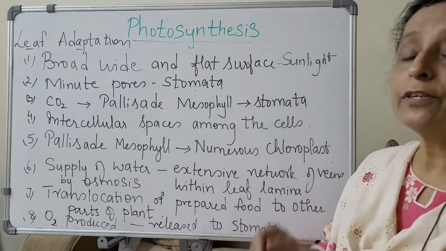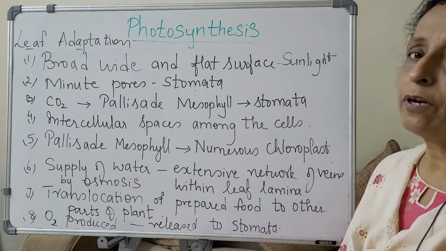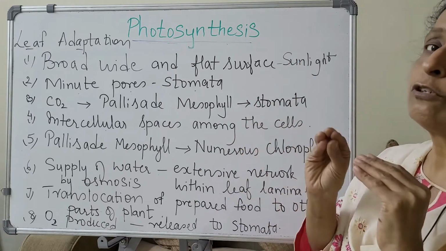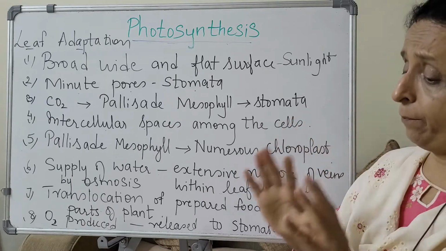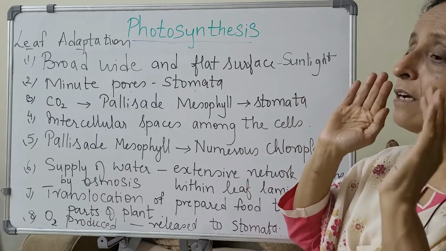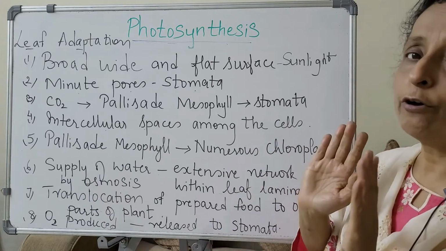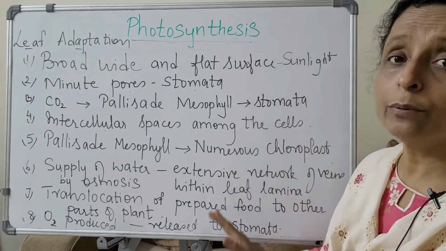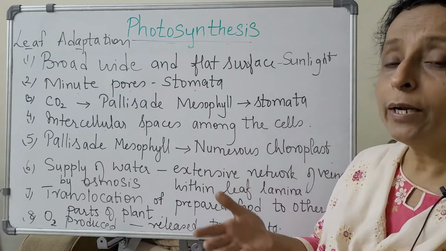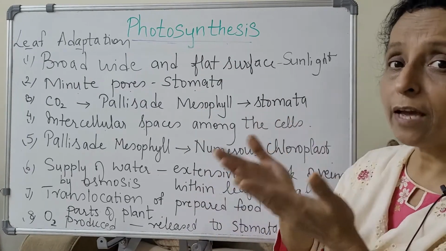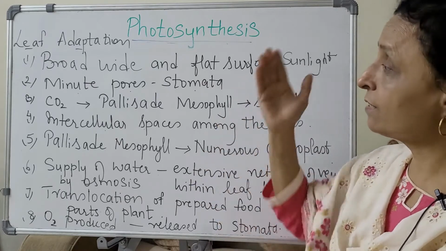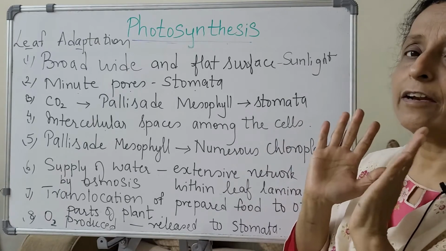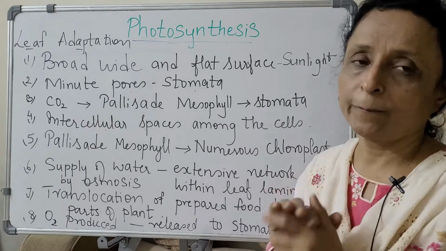Now oxygen, which is produced as a byproduct of photosynthesis, is released through stomata. So stomata perform the function of taking in carbon dioxide and giving out oxygen. So all this process of photosynthesis, who does it? The leaf does. So the leaf is adapted to carry out photosynthesis, and it has the adaptations so that it can carry out photosynthesis.